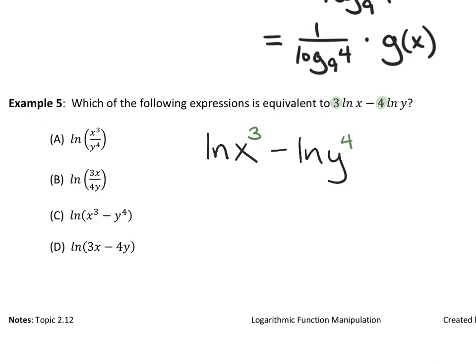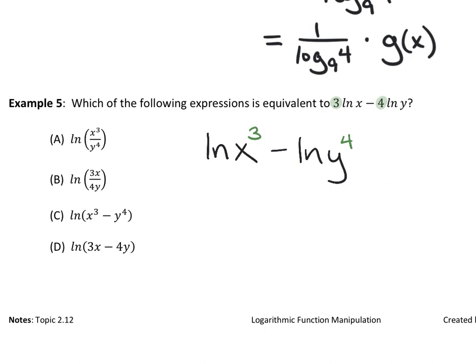Now, a little bonus question here. Why am I allowed to use these properties? I don't see a base written to verify that they have the same base. How do we know we can use the properties for this natural log? Well, it is an L, not an I, but yes. What is the base of a natural log? E. So these do actually have the same base. We just write it in a natural log format.